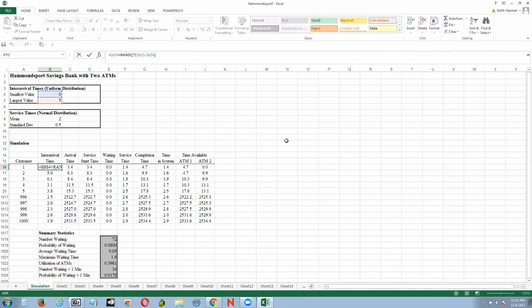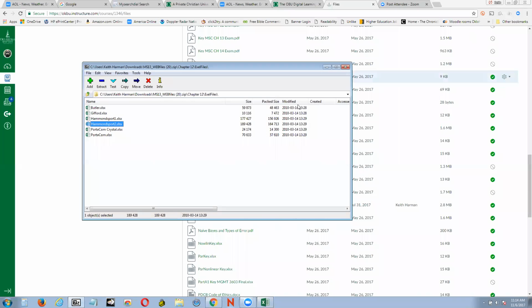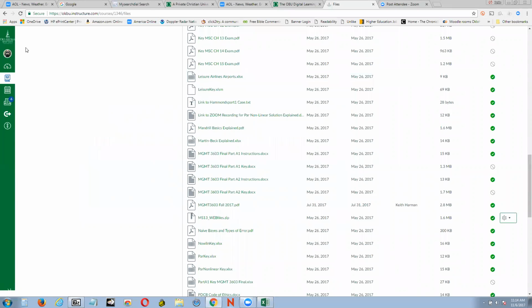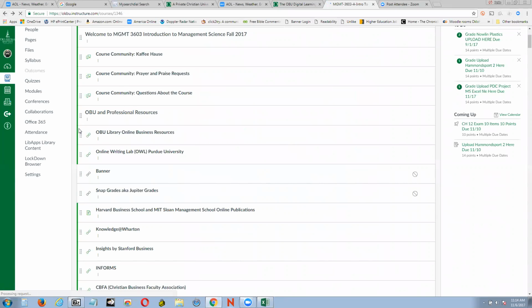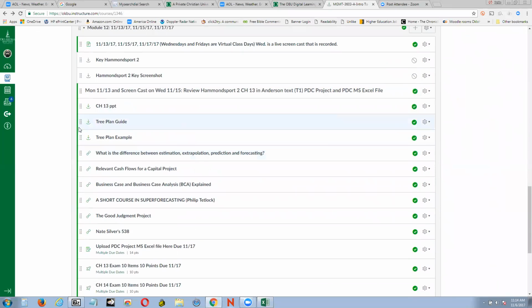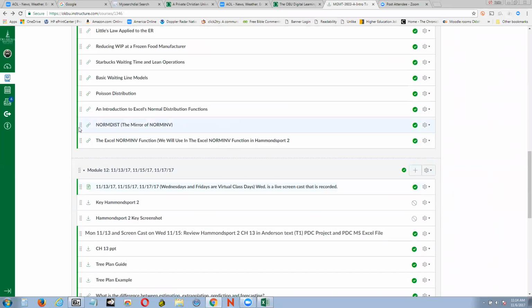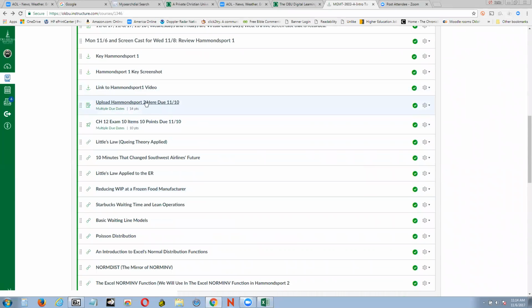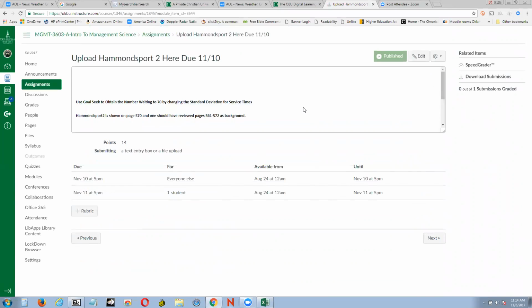Now, let's move on a little bit here. Again, I have a task for you to do. We'll go back over here for just a sec, and we'll go down to Hammond's port 2, and let's click on that. Here's what I'm going to ask you to do: use GoalSeek to obtain the number weighting to 70 by changing the standard deviation for service times.